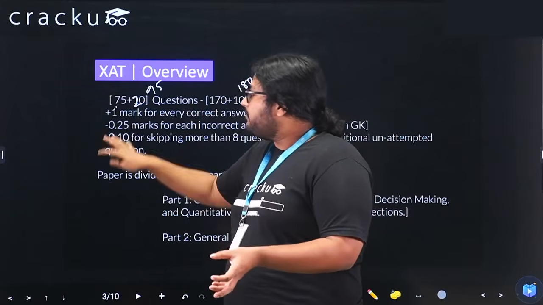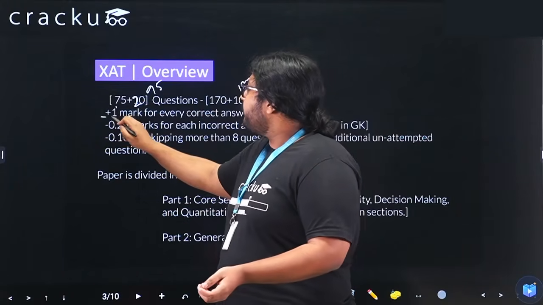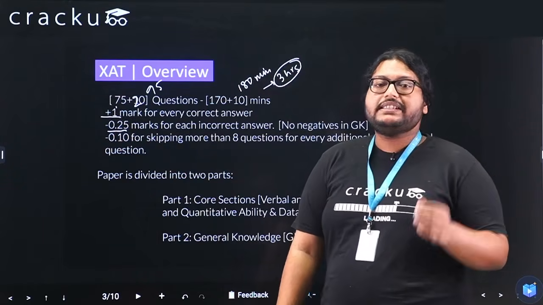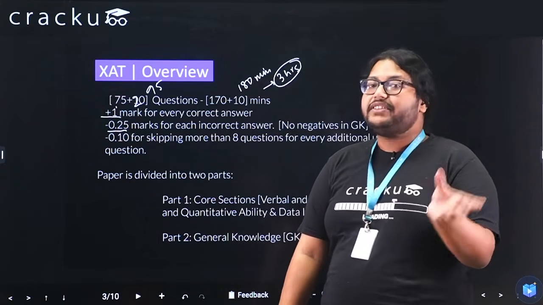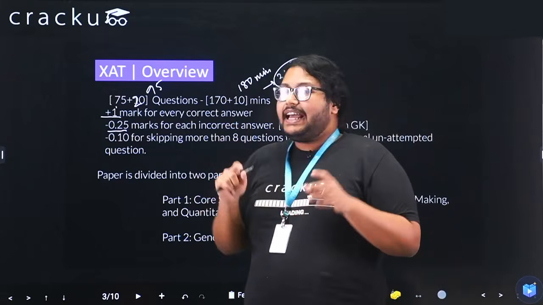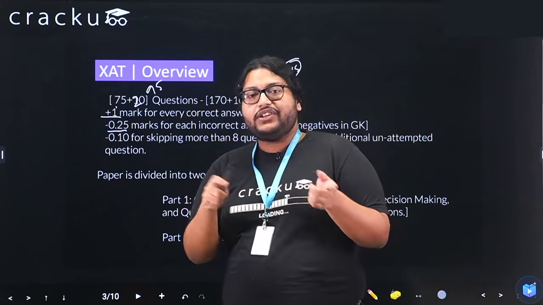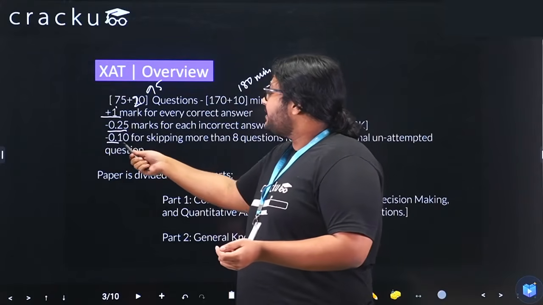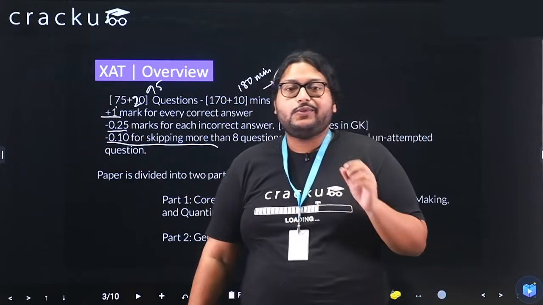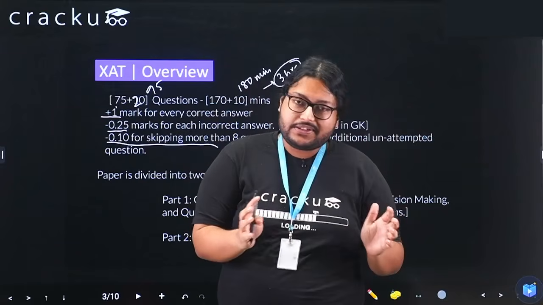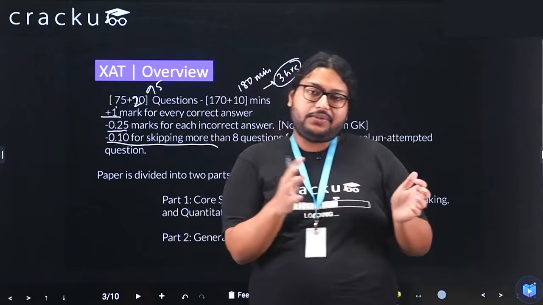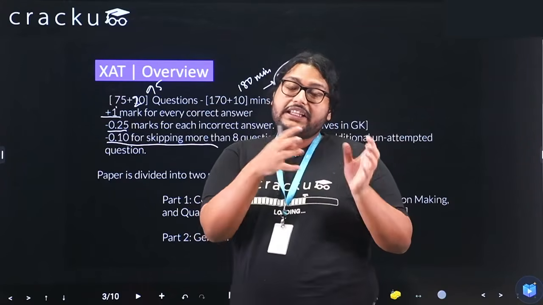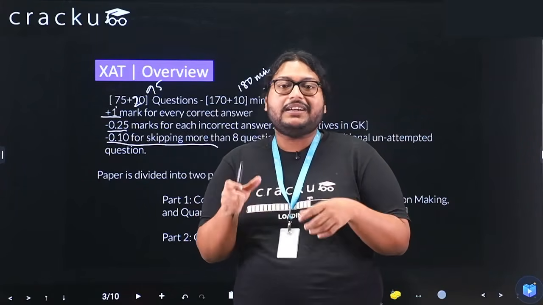Now, if we talk about the marking scheme, we get a +1 mark for every correct answer and a minus 0.25, as in 1/4 of the mark is lost for every incorrect answer. XAT has this thing which is not there in any of the other popular MBA exams: they deduct marks for skipping questions as well. You can skip 8 questions, but after the 8th question that you skip, for every 9th, 10th, 11th question that you skip, you incur a minus 0.1.